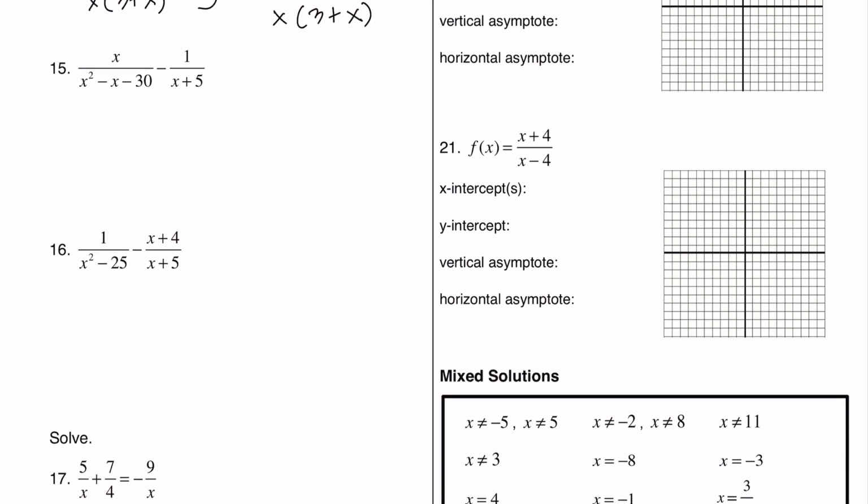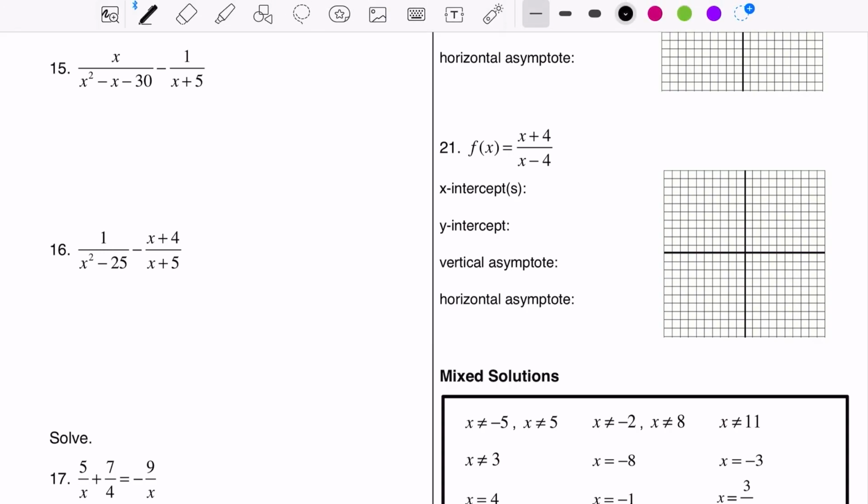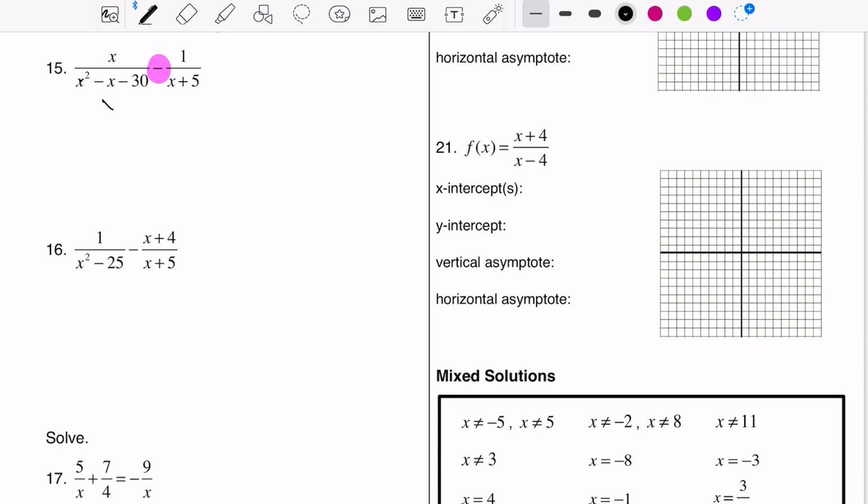Okay, moving on to 15. There's a minus sign. So every time I see that, that makes me pause for a second to make sure that I'm going to be doing what I need to do with that subtraction. So first thing I'm going to do is t-chart that bottom, and that ends up t-charting into x minus 6 times x plus 5.